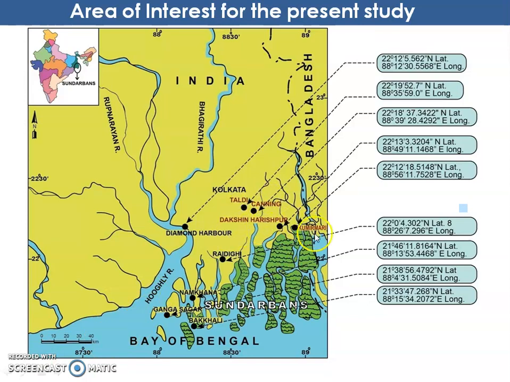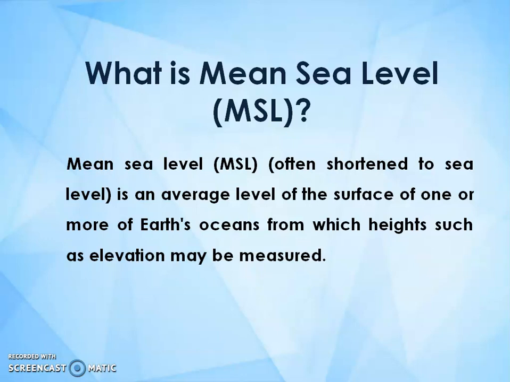Taldi, Canning, Dakshin Harishpur, Kumirmari, these are the names of the key study areas. But along with this area, there are 9 other locations, in comparison with which we have reported the sea level change and also made the graph.